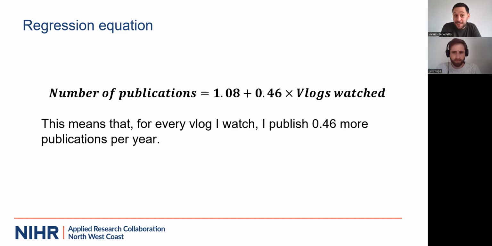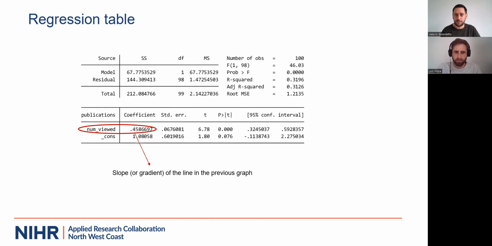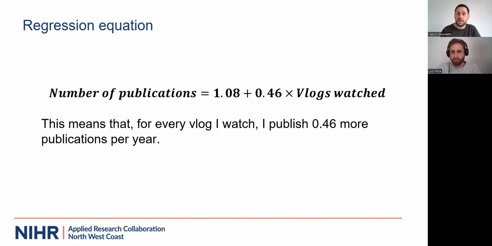Thanks, Luís. So here we bring together what Luís was just saying by describing the regression table. We present the regression equation here. I know we have a formula, mathematical notation, but we will explain this equation step by step so we don't get too frightened by all this. First of all, we have the number of publications, which is our dependent variable, which is equal to 1.08, which is the intercept that Luís was mentioning before in the regression table.